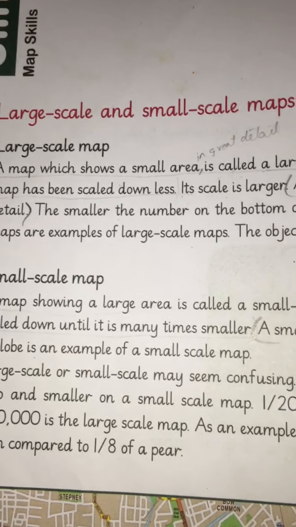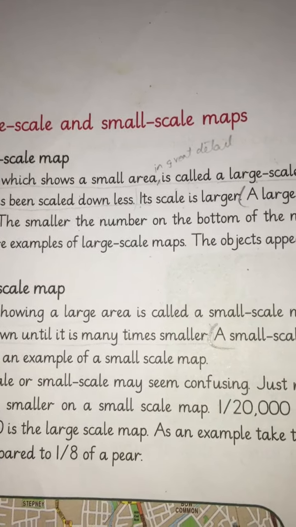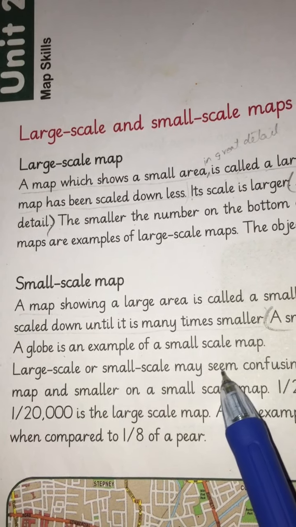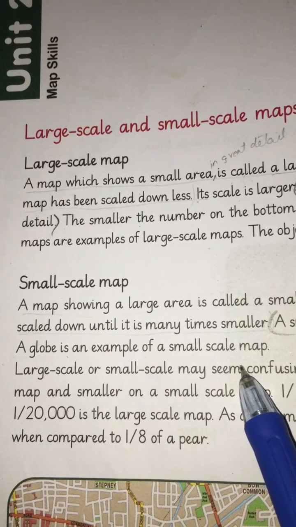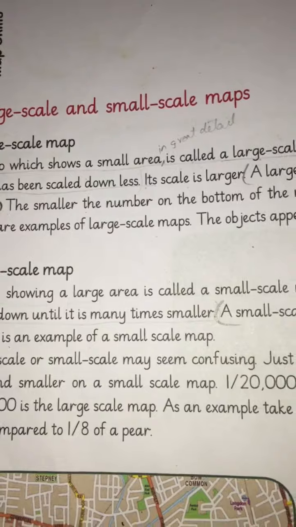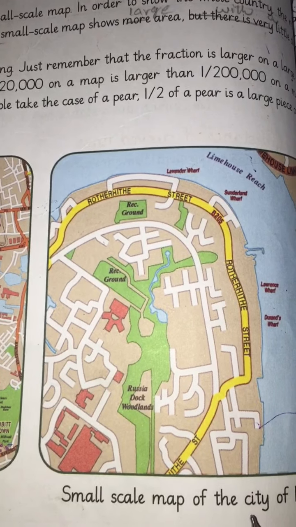That is, a small scale map shows more area but has very little information. Like in a globe, as you see, the area appears big, it is showing a large area but very little detail. As you can see the comparison between large scale map and small scale map.